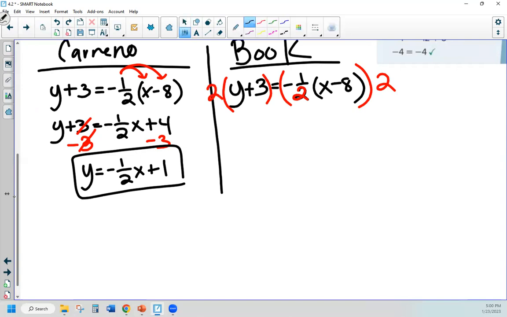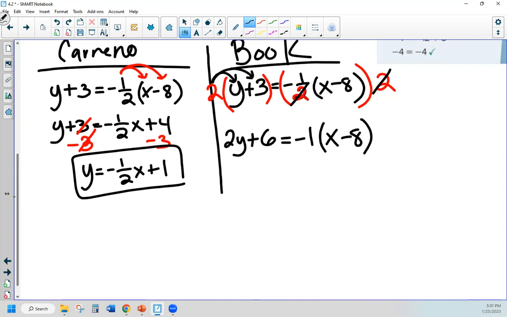Well, what happens here is exactly what I want to happen, which is my 2 cancels out. But something else happens, it creates a wave. 2 times y is 2y, and 2 times 3 is 6. Everything else here pretty much stays the same. So that -1 is still alive, staying alive. And then the x minus 8 staying alive as well.